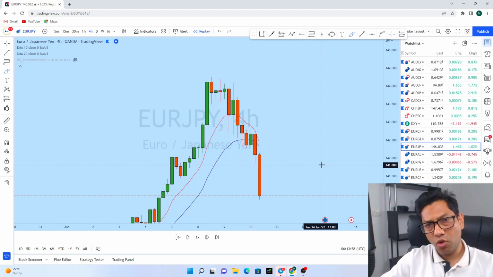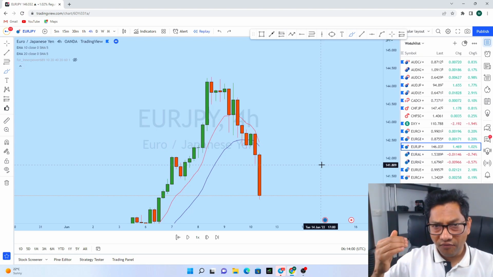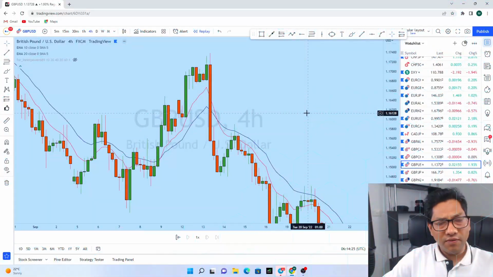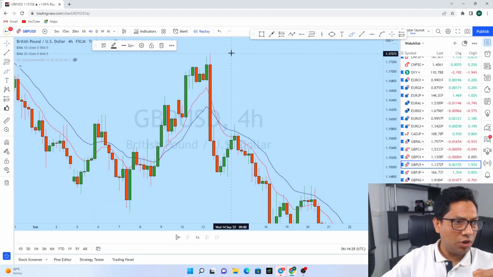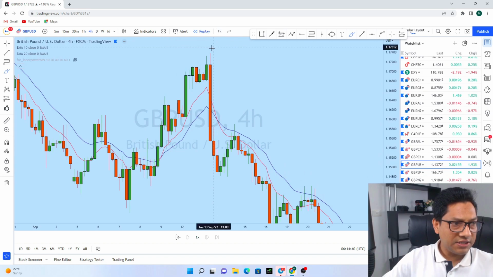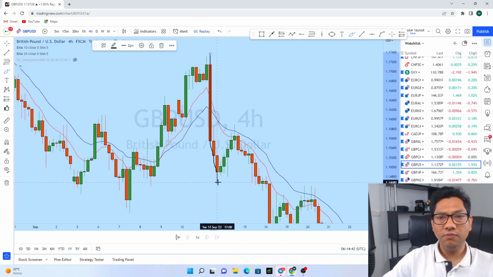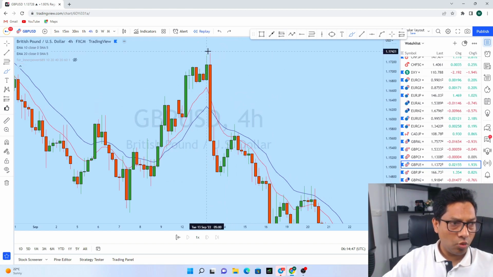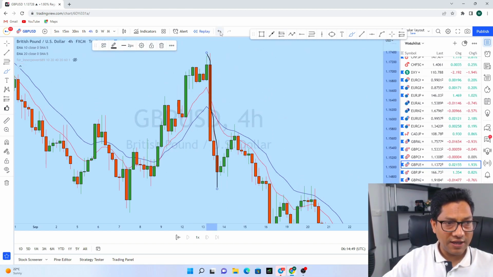Now let's look at some more examples so that you understand it very easily. Okay guys, let's look at this very clean example on British Pound USD. You see this zone here, a very strong impulse. Look at this candle here, a very big red candle, followed by another big red candle, followed by another big red candle. So in fact, this is a very strong impulsive move. When you see this move, the trend is down.